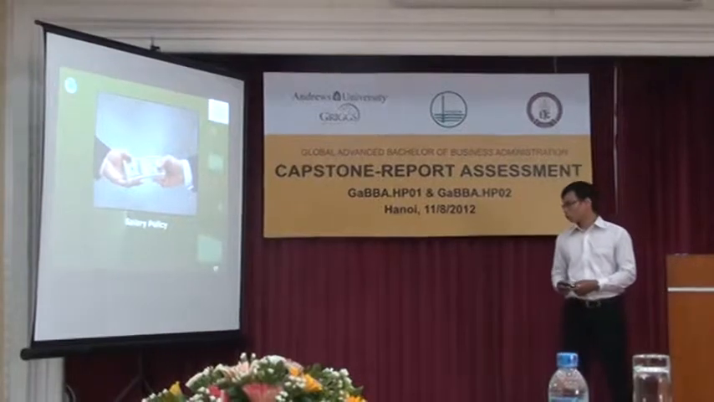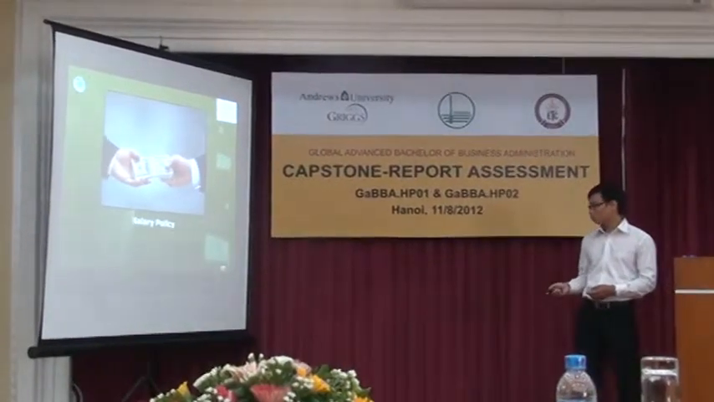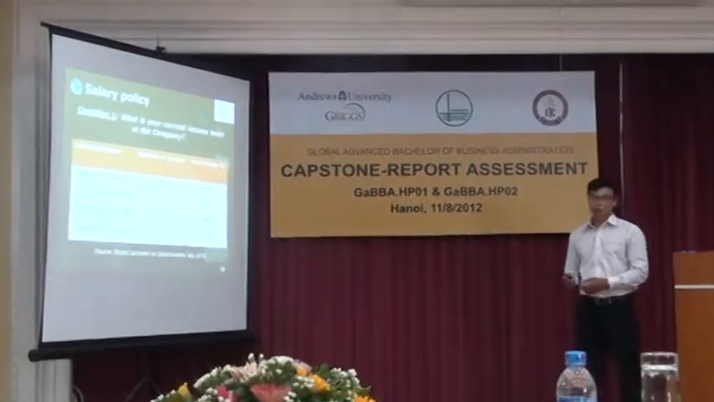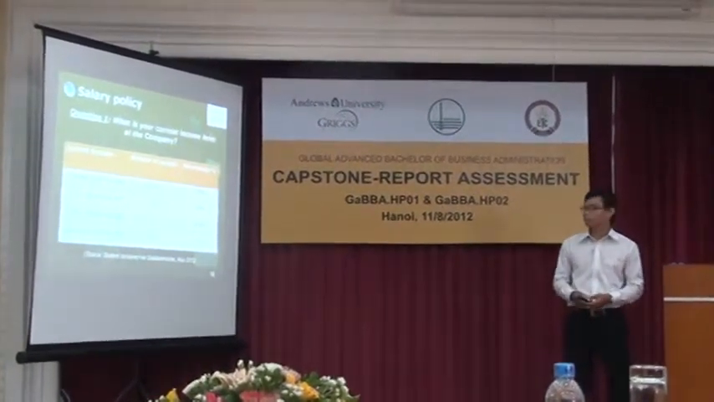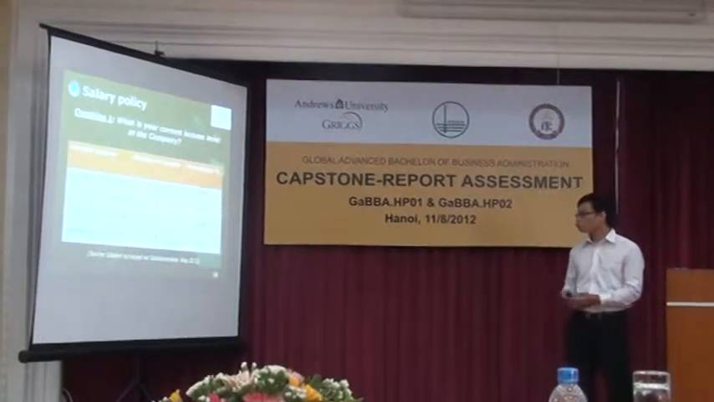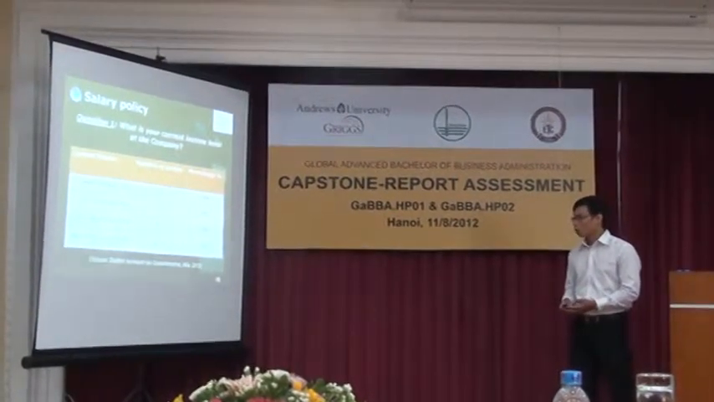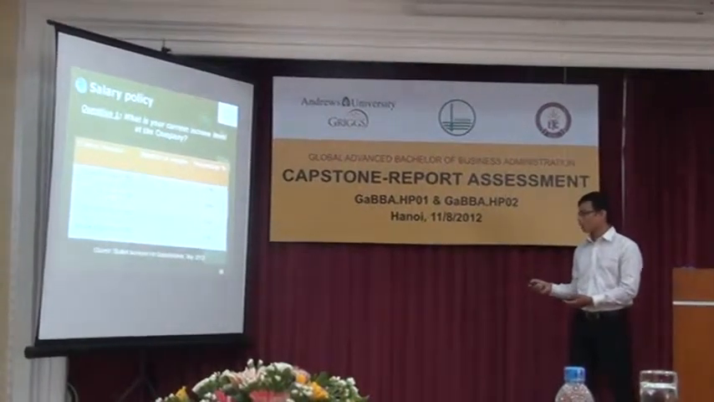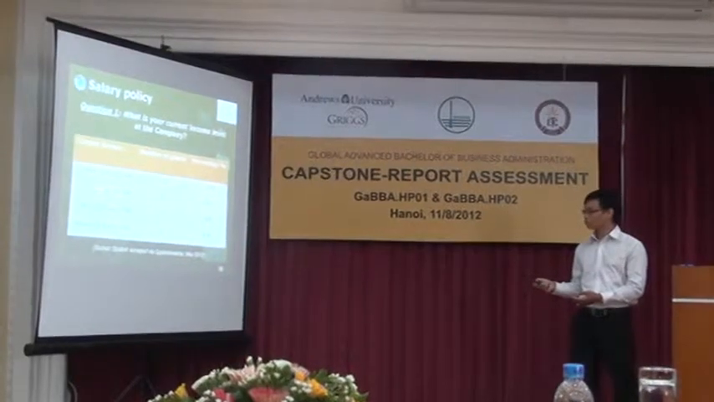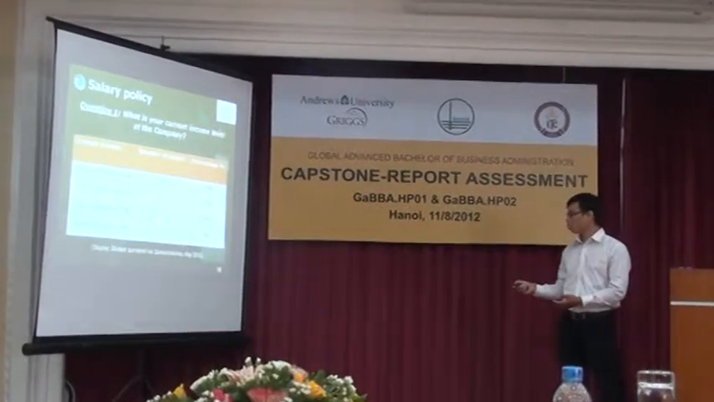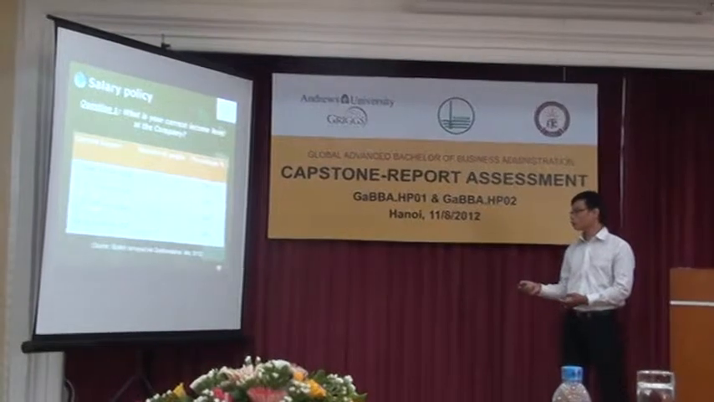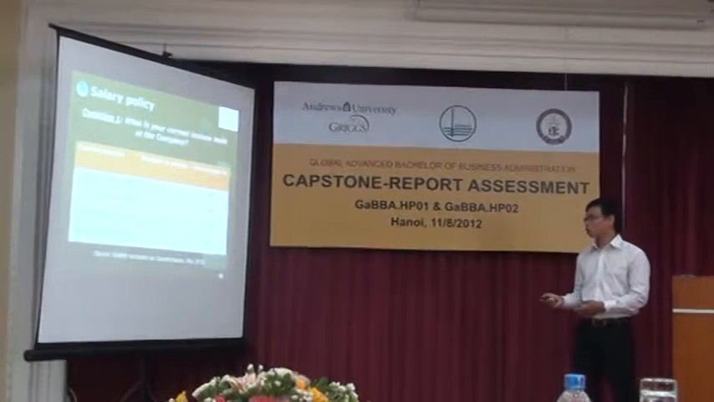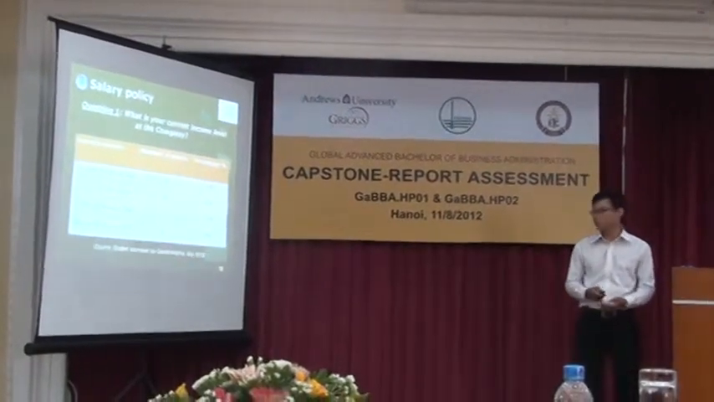Let's move to the first part, which is salary policy. First question: What is your current income level at the company? According to the table, half of the 40 respondents answered that their current income is between 5 and 10 million RMB. And 5 people had an income between 10 and 20 million RMB. So it is obvious that the current income level at the company is pretty good.